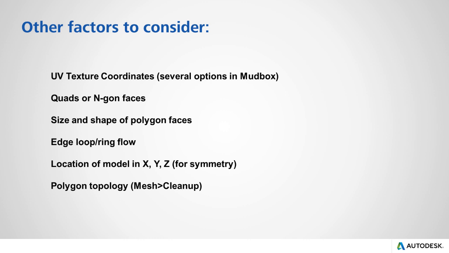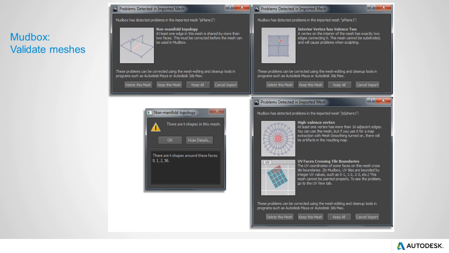Other factors to consider quickly here: UV texture coordinates. There are several options that exist in Mudbox to deal with that. Quads or n-gon faces. Again, ideally try to keep your mesh quads for effective subdivision. We talked about the size and shape of polygon faces, whether it's uniform or not. For a base mesh, ideally stick towards uniform. And then we want good clean edge loop and ring flow, especially if you're taking your base mesh a little bit further and actually building it into something that is going to deform. And the location of the model in the viewport, in X, Y, and Z for symmetry purposes, for mirroring or reflection while you're sculpting. And then the Polygon Topology Mesh Cleanup Tool. We're going to get to that in a moment here.